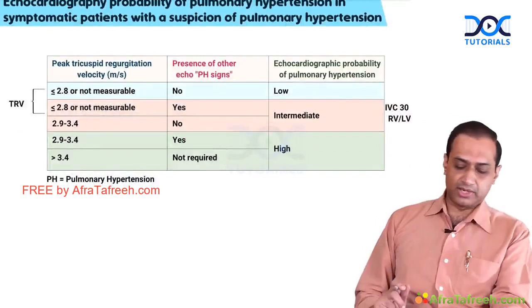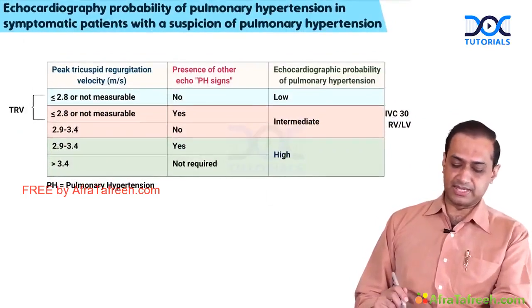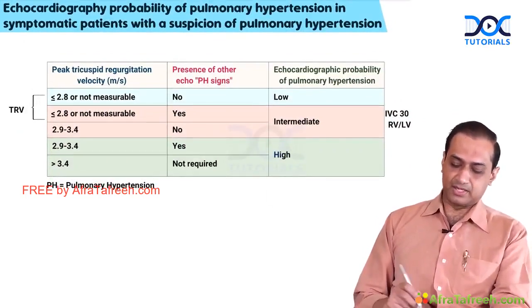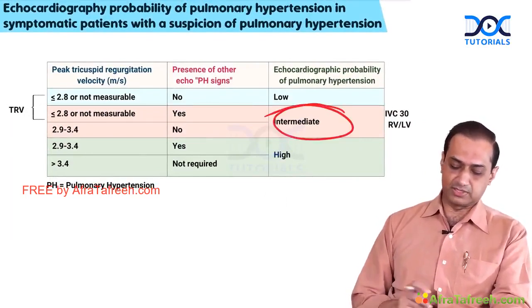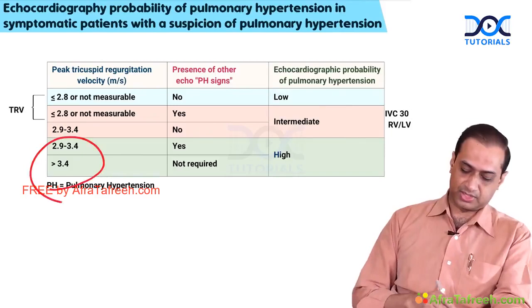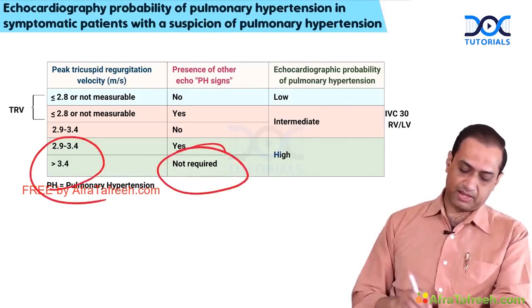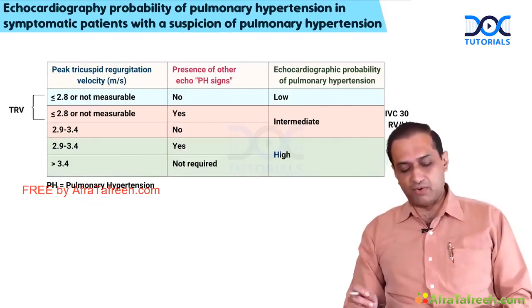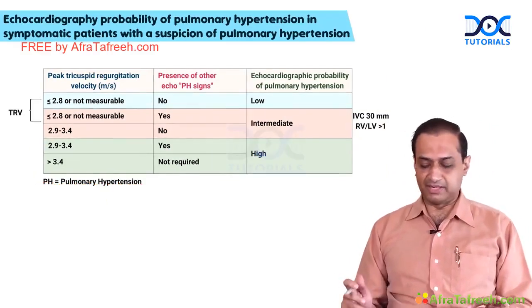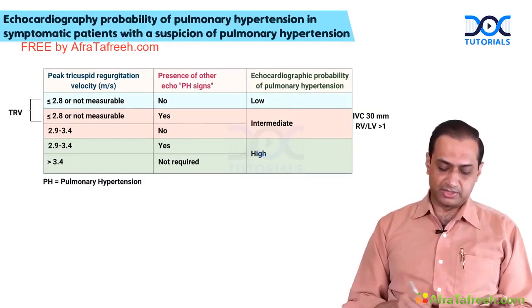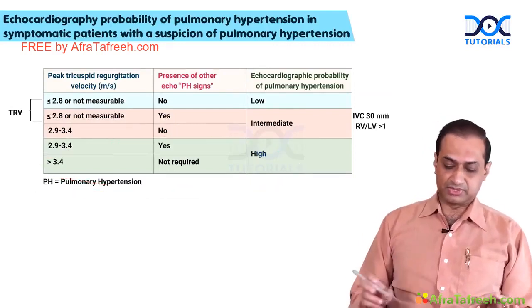Echocardiographically, if the velocity is less than 2.8 and there are signs of PH present, then your probability is intermediate. But if the PH pressures are high, the RV velocity is more than 3.4 meters per second, the IVC is 30 millimeters, and the RV to LV ratio is more than 1, then it's intermediate risk. But in this velocity range, the patient is high risk.